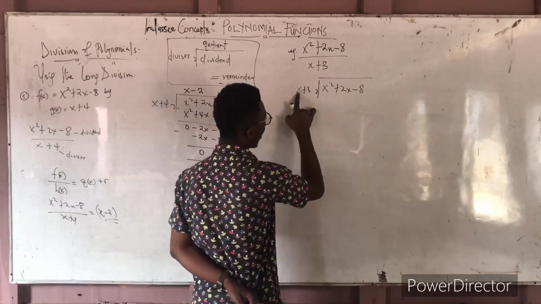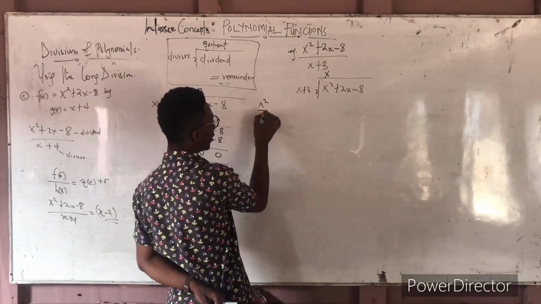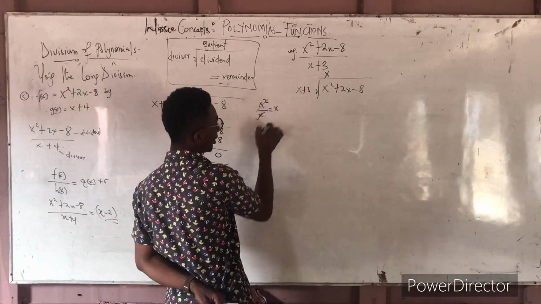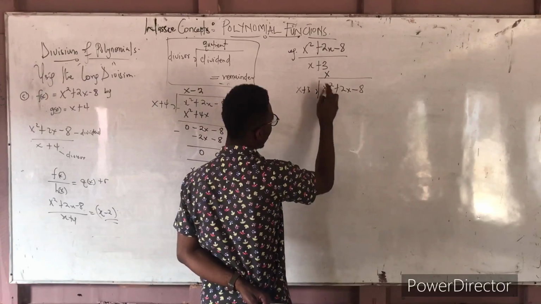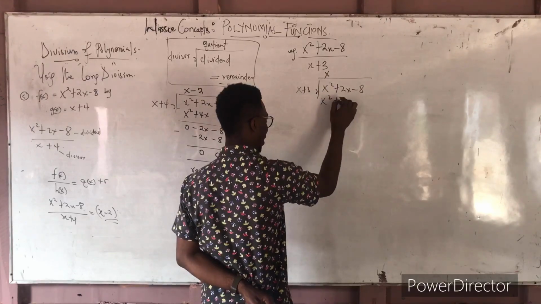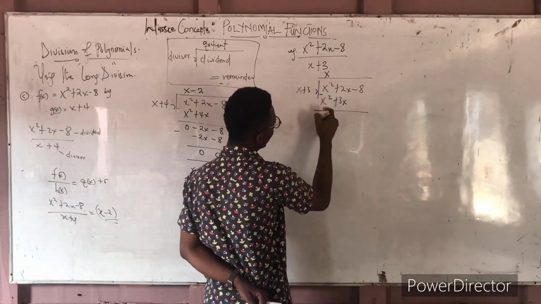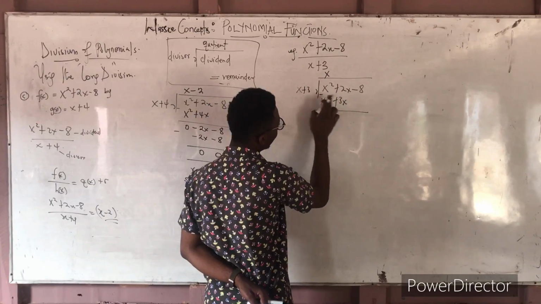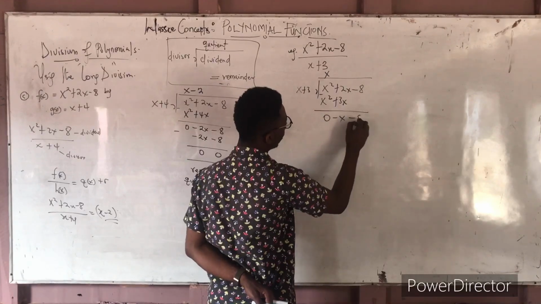So you get what? x goes into x squared, that is x. So we have x squared divided by x. This goes here, you get x. Okay. The x times x will be what? x squared. x times 3 will be what? Plus 3x. We subtract. This will give you 0. 2x minus 3x will be what? Minus x. You add your negative 8 to it.